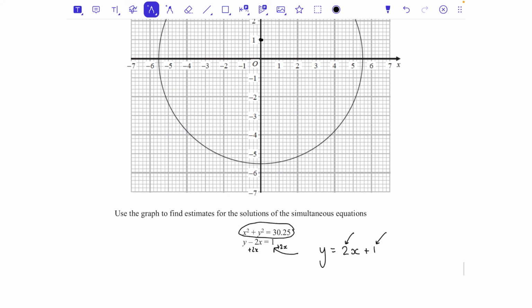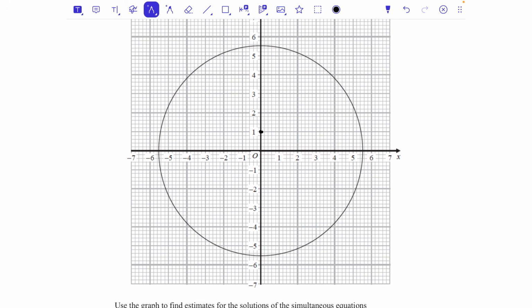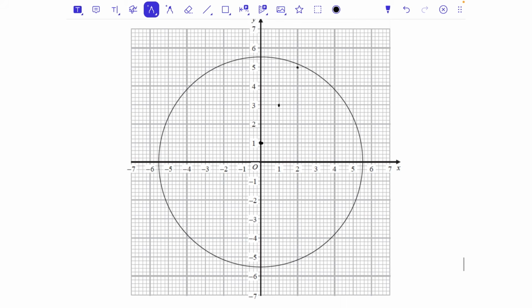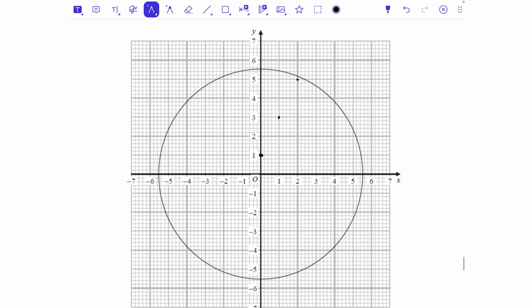If the gradient is 2, that means for every 1 across, it goes 2 up. So 1 across, 2 up, and so on. But once you've got a few points, you can just fill them in and then use your straight line tool just to draw that line, something like that.